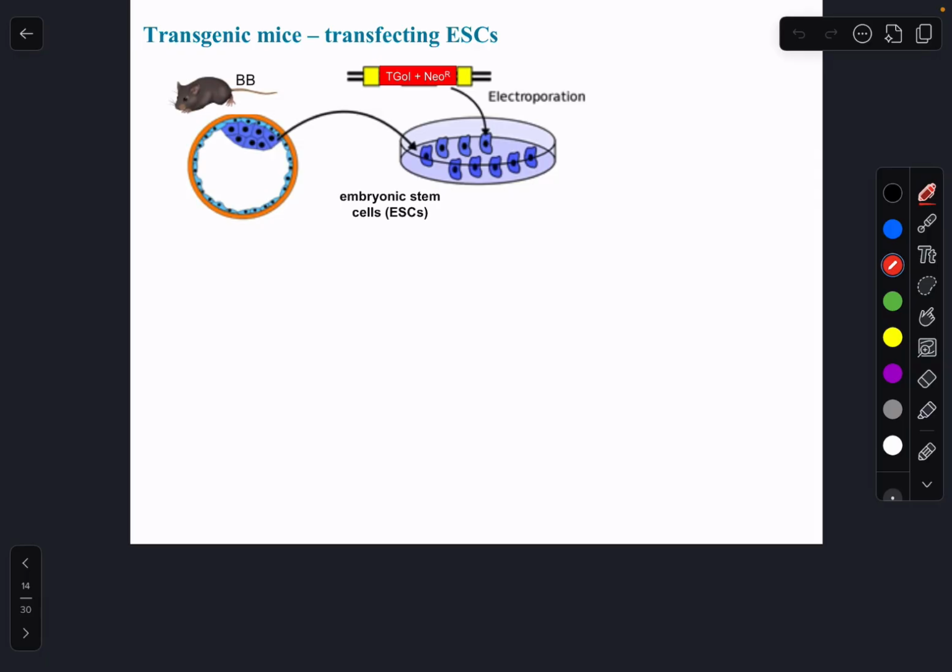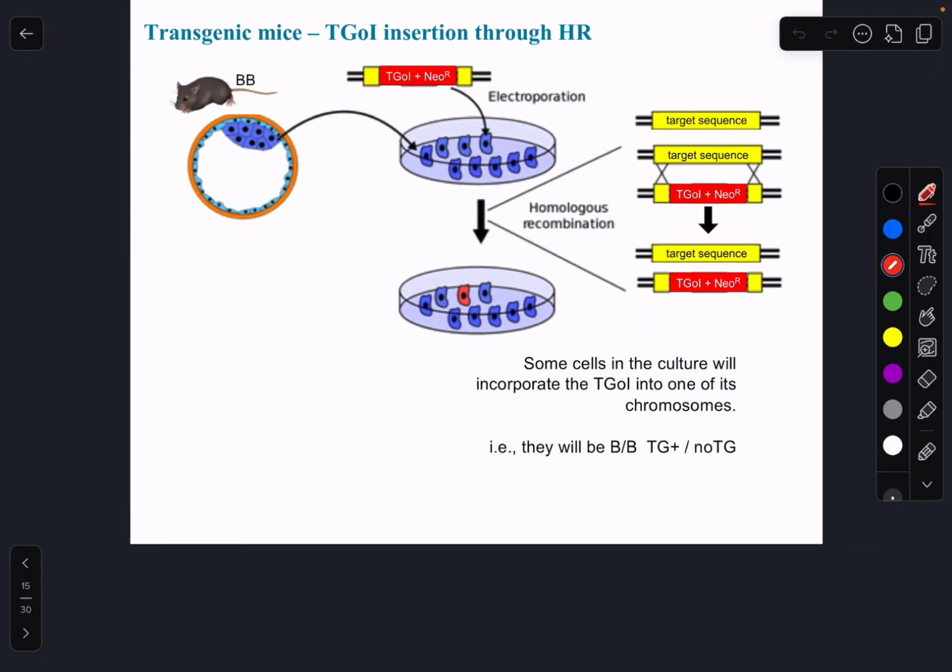So you do that, and as we were discussing before, very infrequently, you hope that your vector carrying your transgene of interest and neomycin resistance will have flanking it on both sides sequence that is homologous to a specific sequence in the mouse genome that you would like to target for incorporation into the DNA.